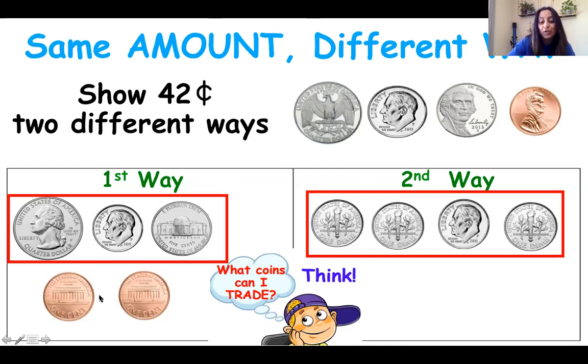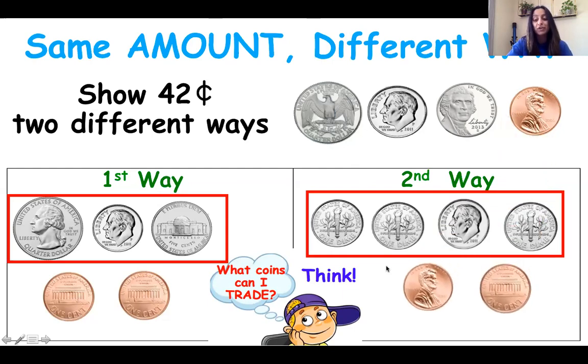Now I just have to bring over these 2 pennies, which we're keeping the same. Penny, penny. Let's count to make sure our second way is also 42 cents. 10 cents, 20 cents, 30 cents, 40 cents, 41 cents, 42 cents. Same amount, just 2 different ways because of trading.